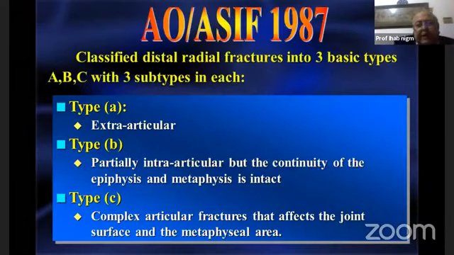AO classification, 1987, classified distal radial fractures into 3 basic types, A, B, C, with 3 subtypes in each. Type A is extra-articular, type B is partially intra-articular, but the continuity of the epiphysis and the metaphysis is intact. Type C is complex articular fractures that affects the joint surface and metaphyseal area.